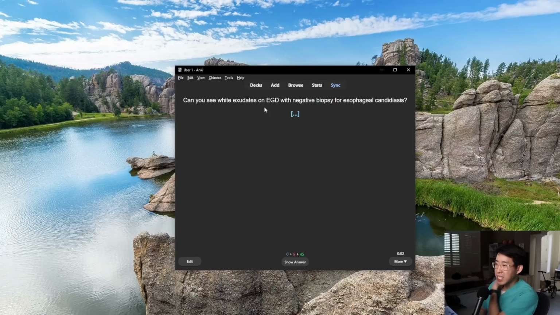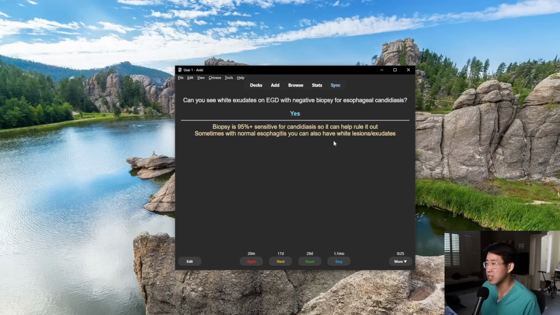Can you see white exudates on EGD with a negative biopsy for esophageal candidiasis? So this was a case where there were a lot of exudates in the esophagus on endoscopy. And the question was, did this patient have candida? And they got a biopsy and it was negative for candida. So was this like a false negative or something?